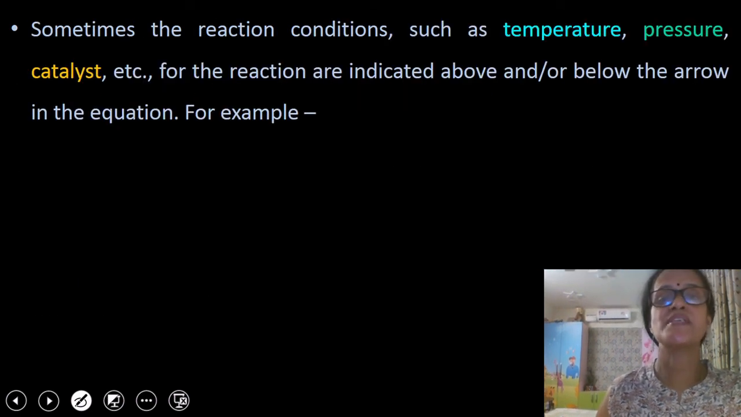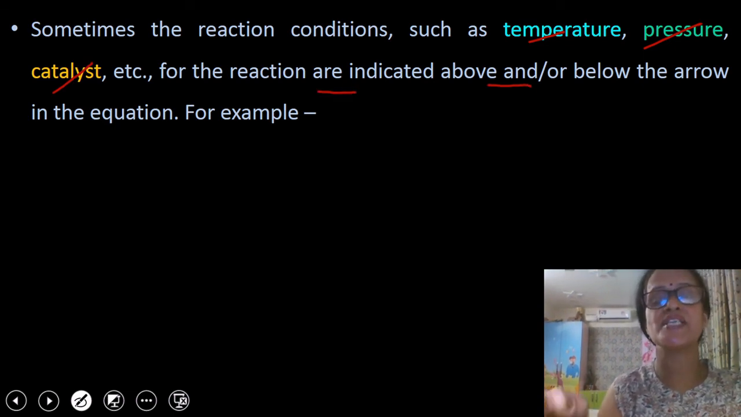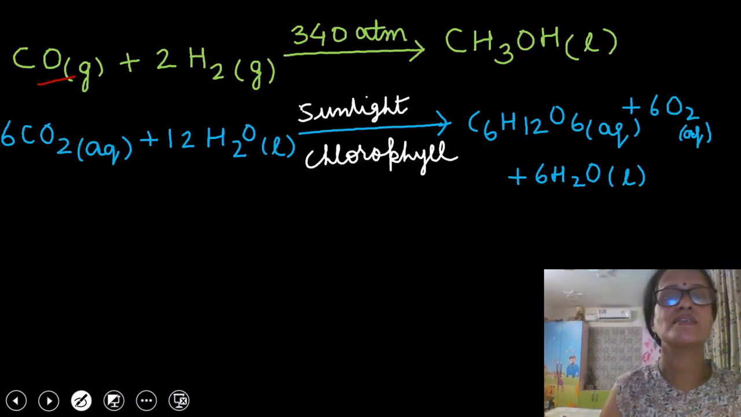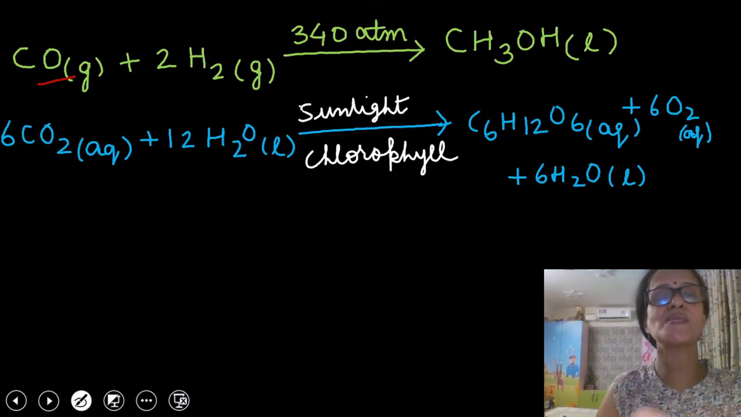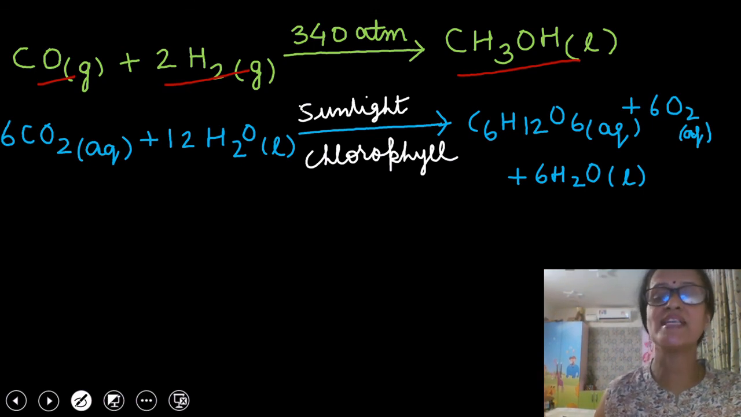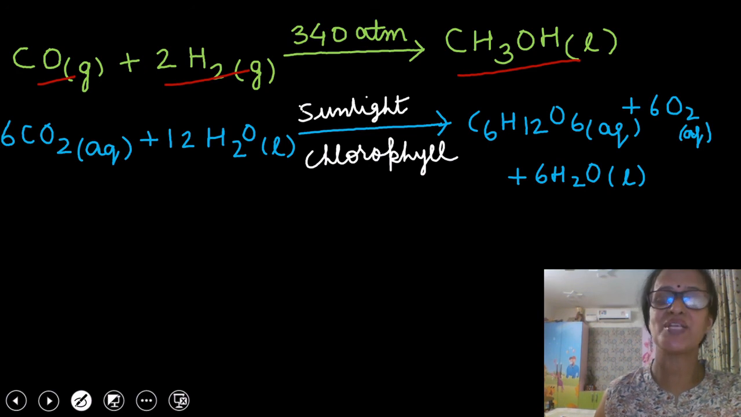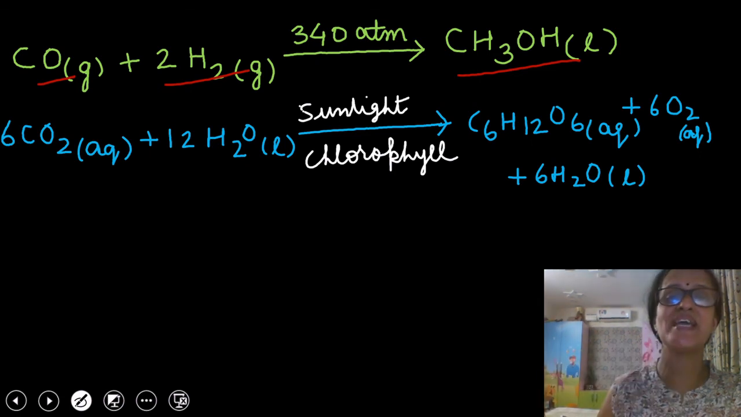Students, sometimes the reaction conditions such as temperature, pressure, catalyst, etc. for the reaction are indicated above and below the arrow of the equation. For example, carbon monoxide gas when reacts with hydrogen gas, the product is methyl alcohol CH3OH in the liquid state. This reaction takes place at 340 atm pressure.